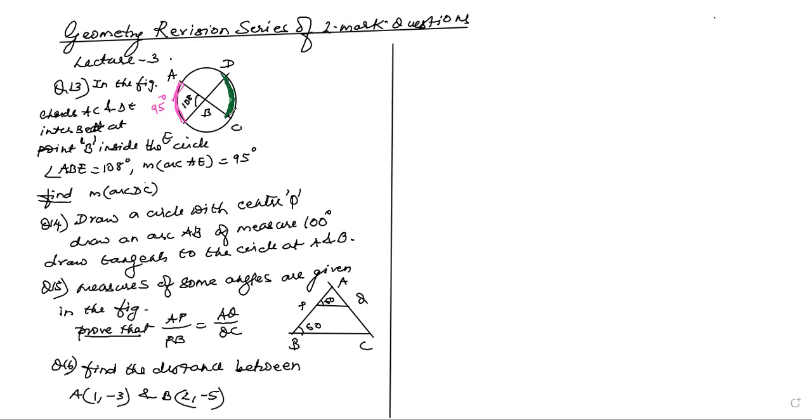Now, how will I find this arc DC, children? It is so simple, you should remember. I taught you one theorem. Given an angle whose vertex lies inside a circle, like angle ABE, its vertex B lies inside a circle, and it has a vertically opposite angle. The measure of that angle is half the sum of the arcs intercepted by the angle and its vertical opposite angle.